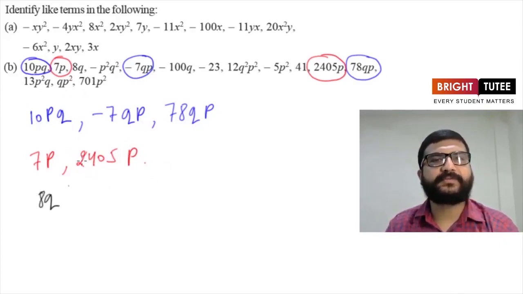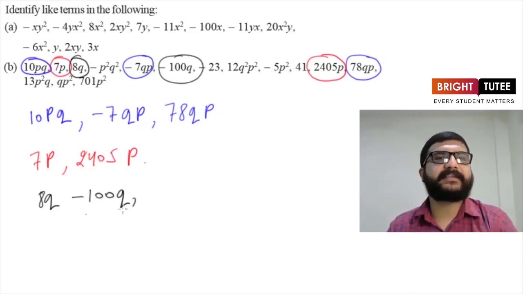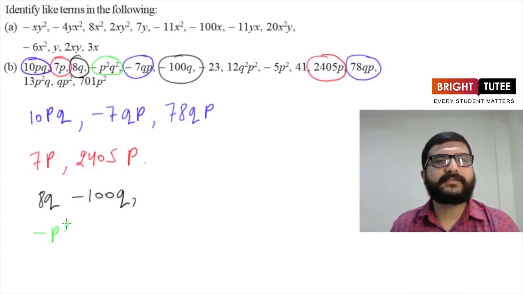We can write 8q. Now next will be minus 100q. So we'll write minus 100q here, and then so that's it. We can't have any other term which is like term with these two terms. And after this we'll write another group. It will be minus p square q square. The first term is minus p square q square.